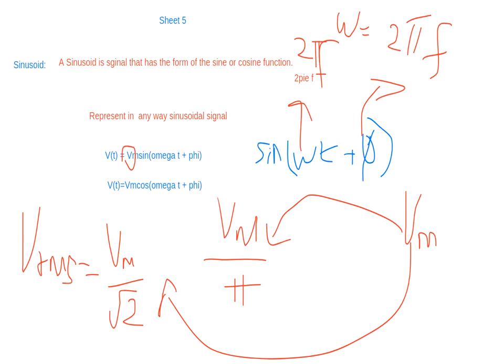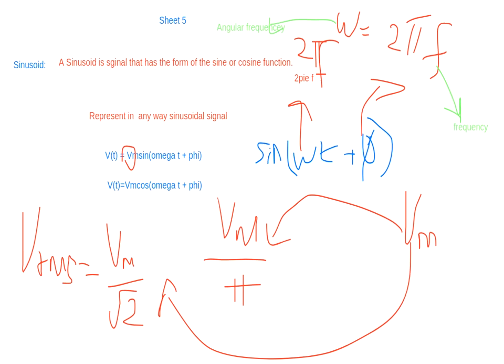F is called frequency. Remember, I just write down f as frequency, and omega. What is omega? Omega is called angular frequency. Okay, so this is an angular frequency.